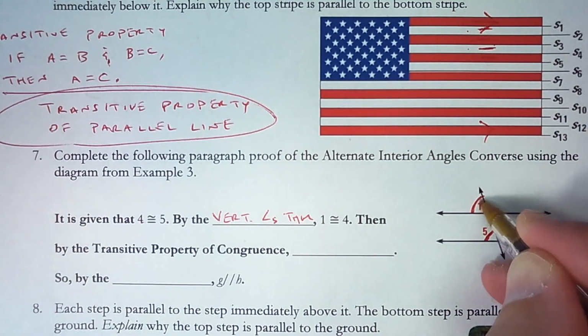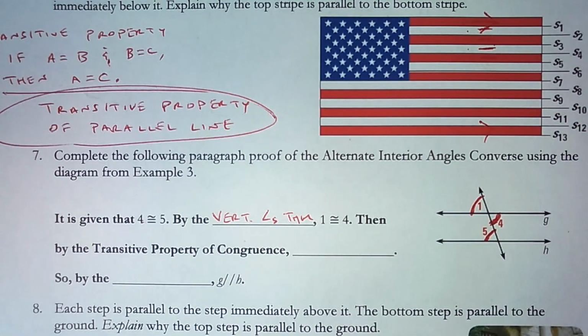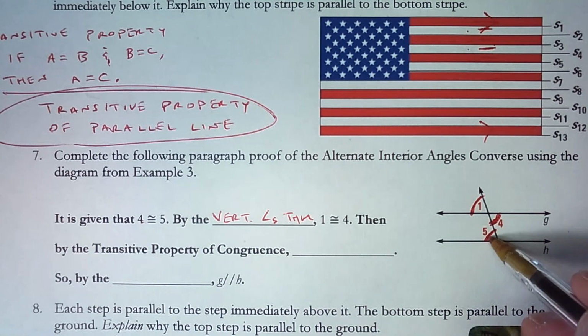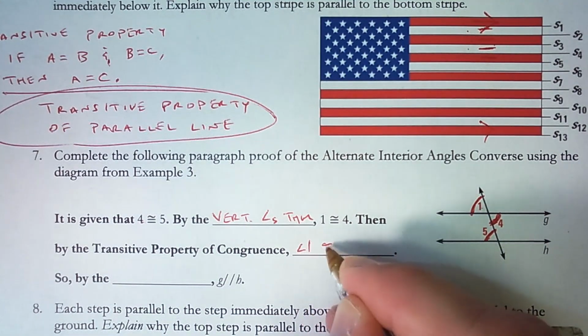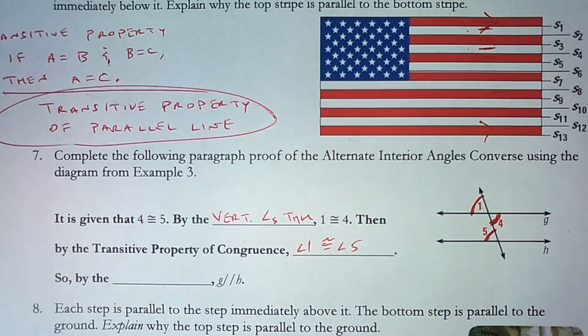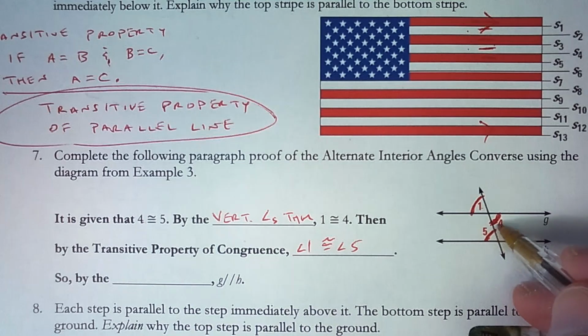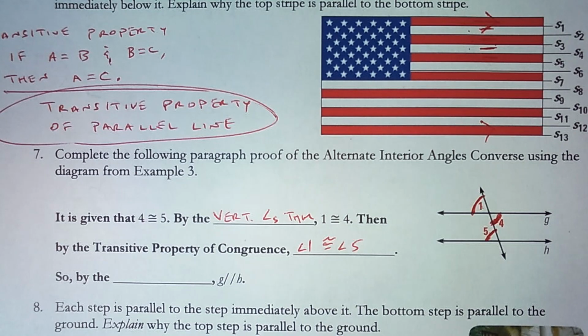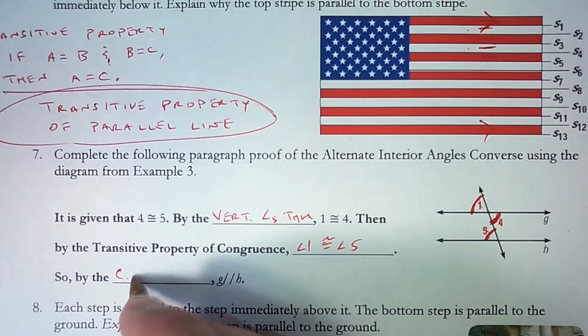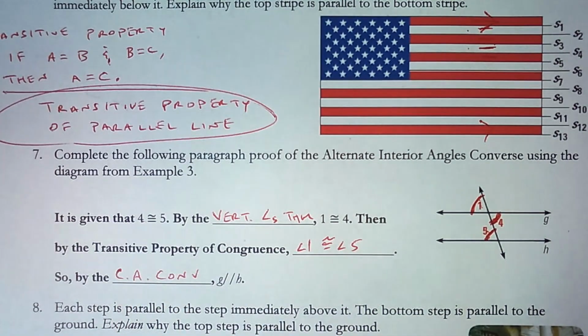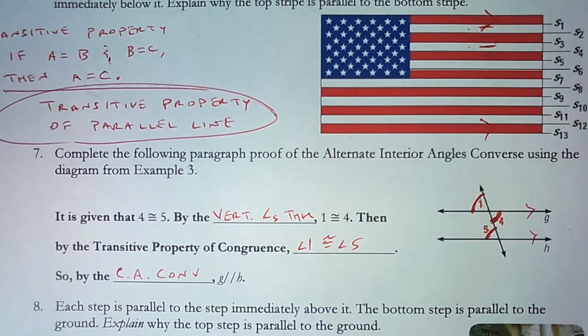So 4 and 5 are congruent, and by the vertical angles theorem, angles 1 and 4 must be congruent. Because they are vertical angles, they are congruent. So if 4 and 5 are congruent, and 1 and 4 are congruent, then 1 and 5 must be congruent by the transitive property of congruence. Since 5 is congruent to 4 and 1 is congruent to 4, 1 and 5 must also be congruent. Now I've got corresponding angles that are congruent. So by the corresponding angles converse, I know that lines G and H are parallel to each other.